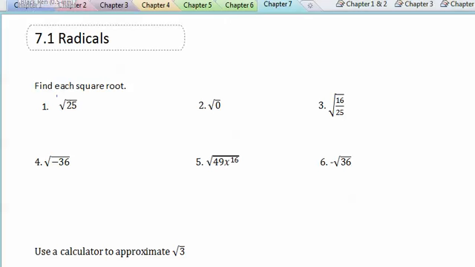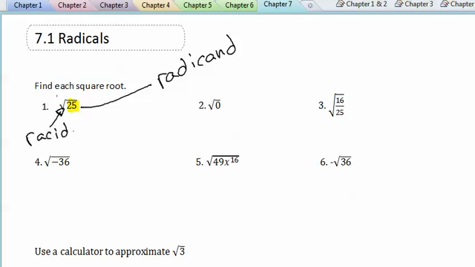First of all, the number underneath the square root, like we have 25, that is called the radicand. Okay, so anything underneath the square root is called the radicand. This right here, that is called the radical sign. So the square root is actually the radical sign.